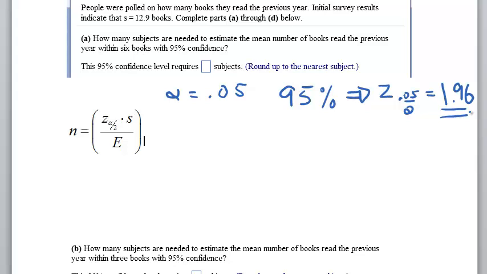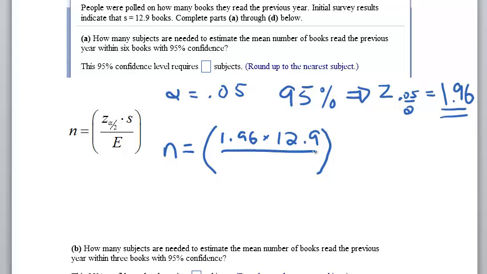And then everything else I'm given. So let's proceed here. N equals 1.96 times S, which in this case is 12.9, divided by within 6 books. So the error here is plus or minus 6, so we put a 6 there. And all of this is squared. I left out my squared on my formula, so I'm going to square that.